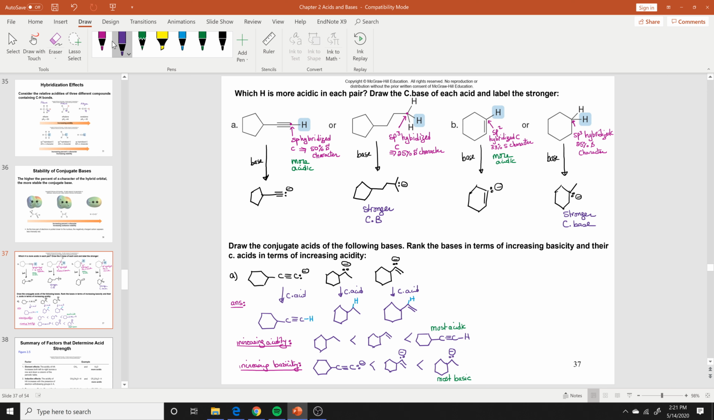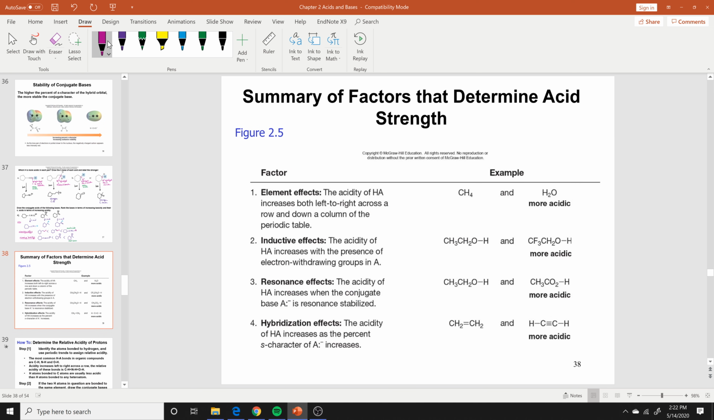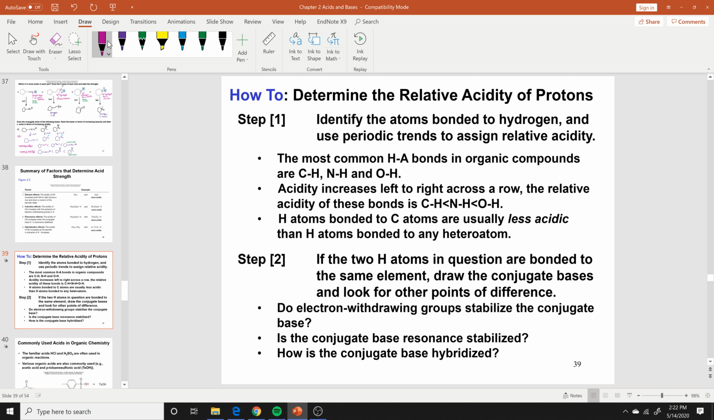Let me go ahead and put the hydrogens over there. So these are the hydrogens that I'm targeting over here. This is the sp3 hybridized carbon. This is the sp2 hybridized carbon over there, and this is the sp hybridized carbon over here. So these are the three hydrogens that I am comparing with respect to acidity. Of course, the stronger the acid, the weaker the conjugate base. So these are the rules that we've covered so far.